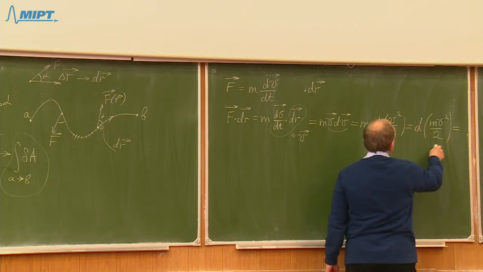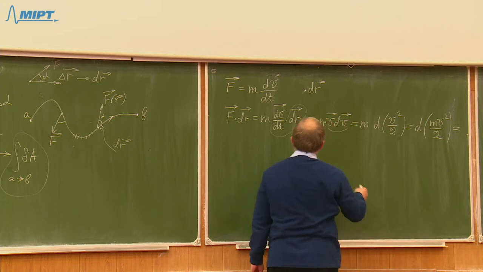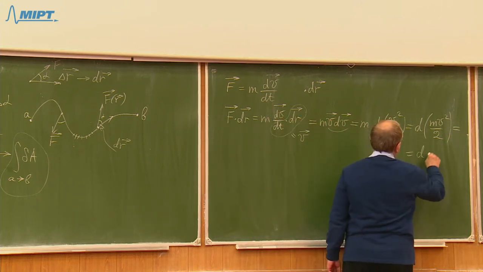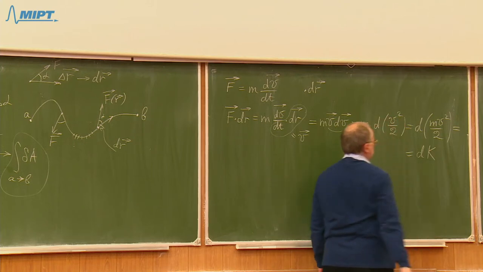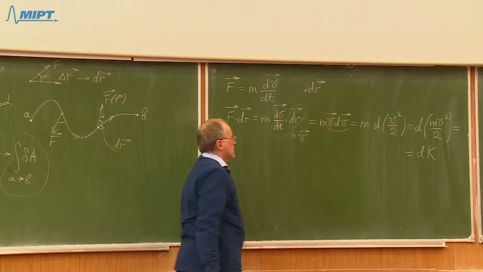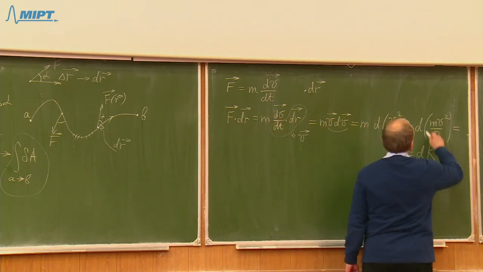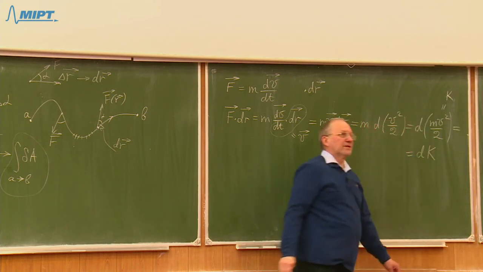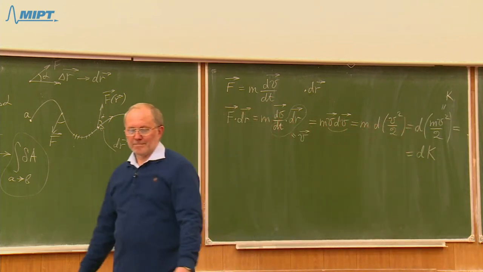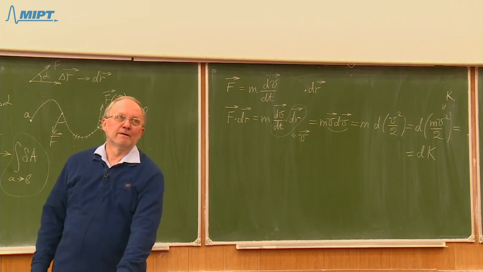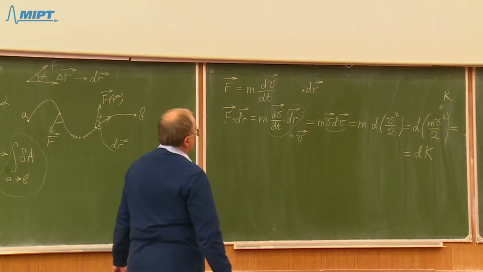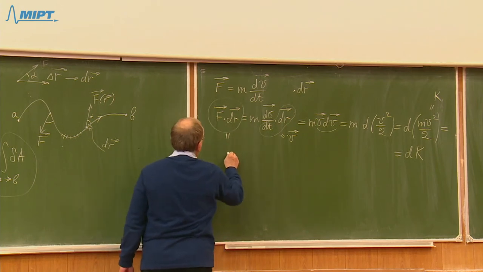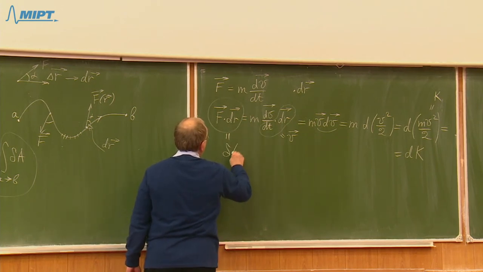And this is, by definition, a kinetic energy. So this is a differential of kinetic energy, dK. By definition, this expression is known to be the kinetic energy of a particle. And this, by definition, is a small amount of work, delta A.